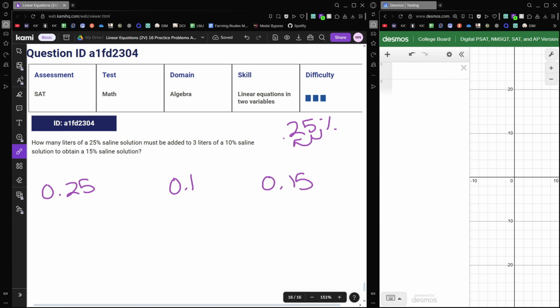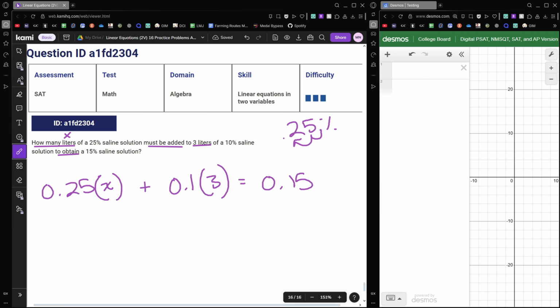Now they're asking us how many liters. So let's label liters as x, and we know that this 25% needs to be multiplied by x, or a certain number of liters. Then they tell us must be added, so we can put a plus sign right here. Then we know there's 3 liters of a 10% solution, so we can multiply 0.1 times 3. And then they say to obtain, which means that these two added together should equal a 15% saline solution.